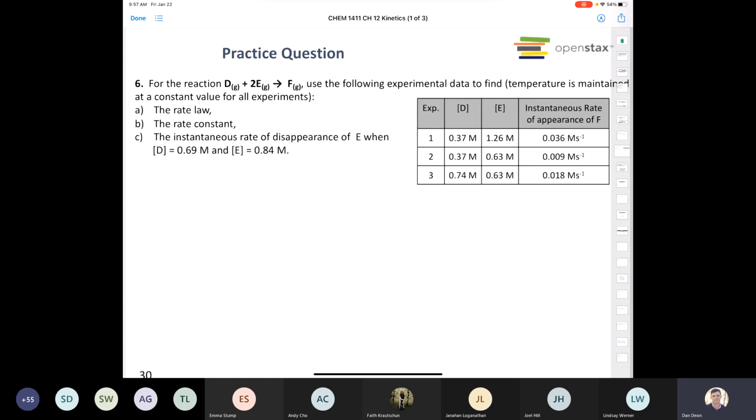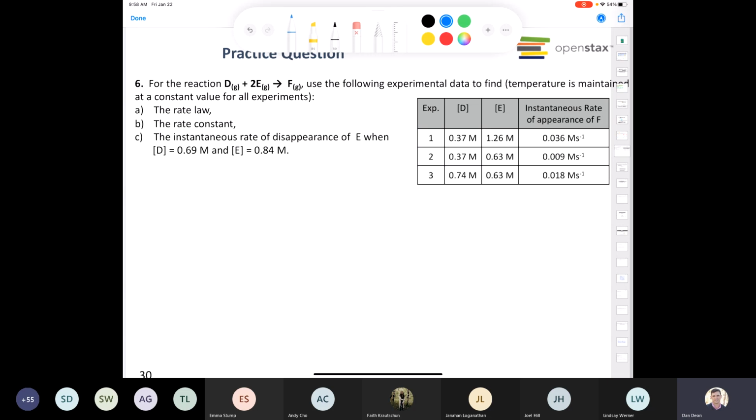Here's another one. We're going to use the method of initial rates. It says here, for this reaction, D plus 2E gives you F. Use the following experimental data to find the rate law, the rate constant, and the instantaneous rate of appearance of E when you have these two concentrations. So there's a lot to do here. We might just do the first two parts because we've looked at part C like 3 times already in this class.